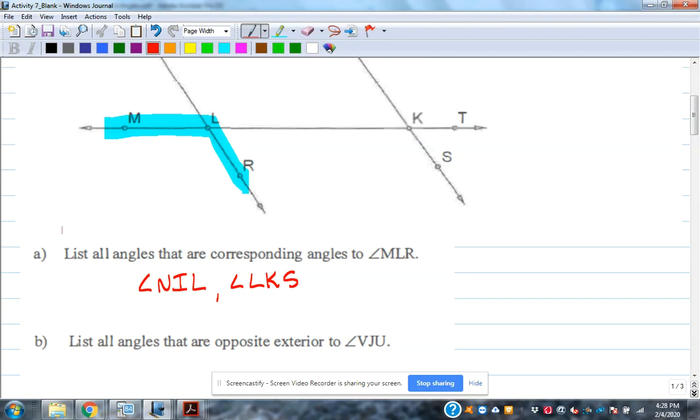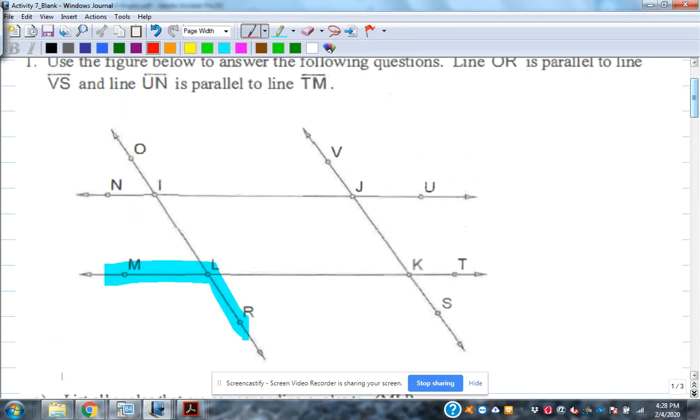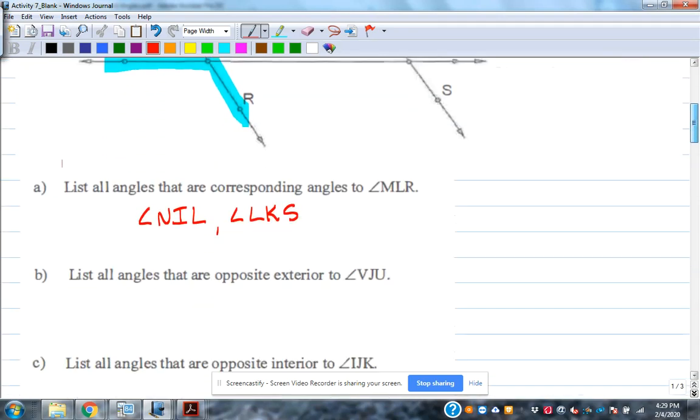Do we have any other angles that would correspond to that angle in our picture? Let's see if we got them all. NIO is not corresponding. IJK, okay. Any others? Well, maybe we don't need a comma. I don't know. I'm waiting on you.